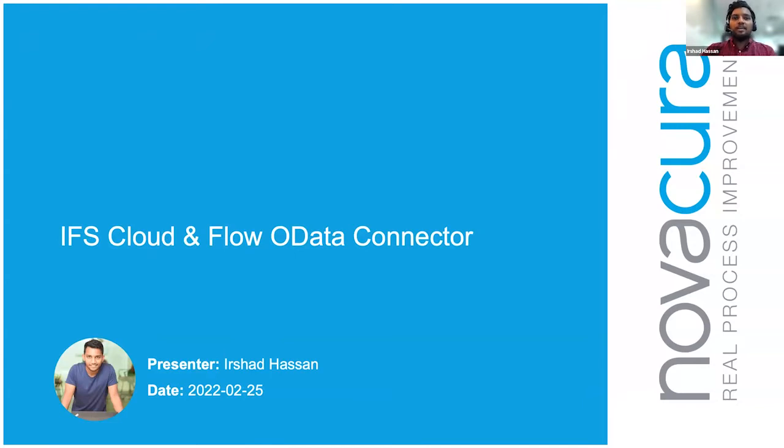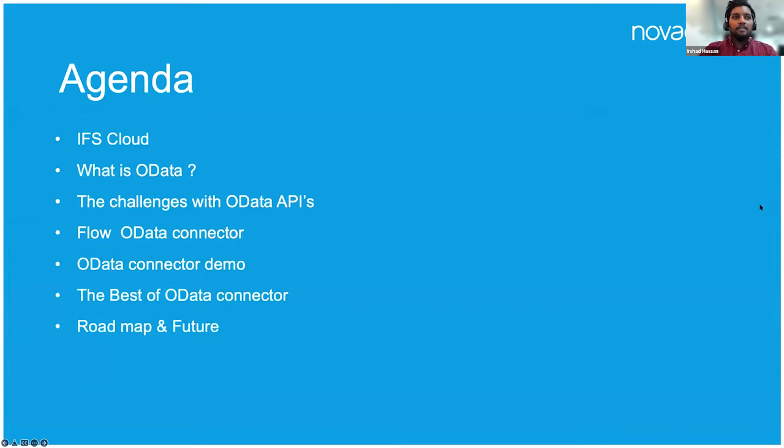And today our topic is IFS Cloud and the Flow OData Connector. So let's have a look at the agenda. Today we'll be talking about an introduction to IFS Cloud. What is IFS Cloud and how does it differ from the previous versions of IFS? And also we'll be talking about OData and what it has to do with IFS Cloud. And we will also talk about the challenges OData or IFS Cloud in general poses when you migrate to IFS Cloud. And in the next session, we will be talking about the Flow OData Connector. We'll introduce the Flow OData Connector to you, and also we'll do a small demonstration of it. And then we will look at some of the cool features of the OData Connector.